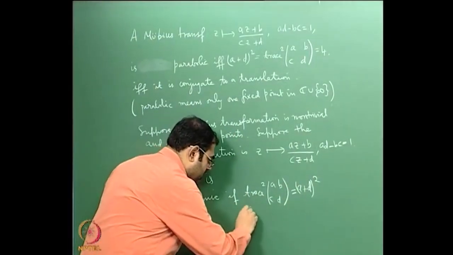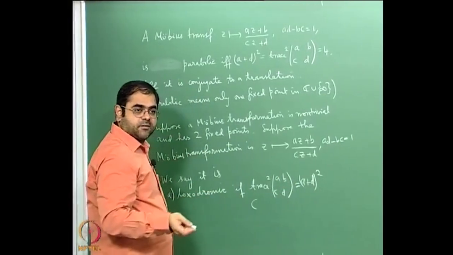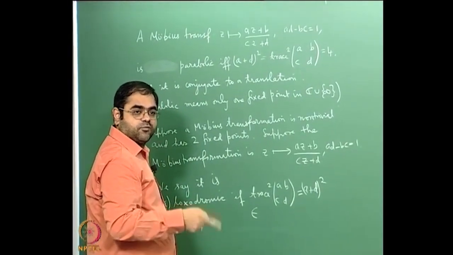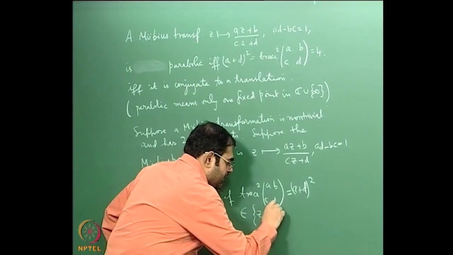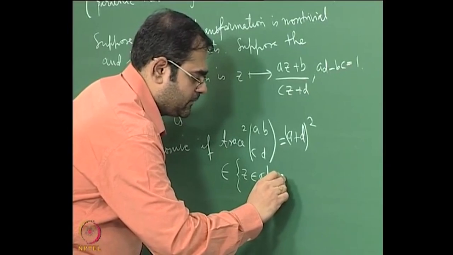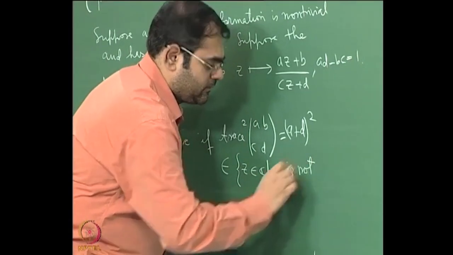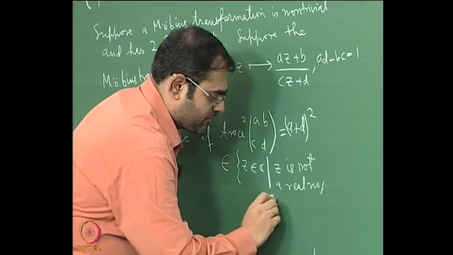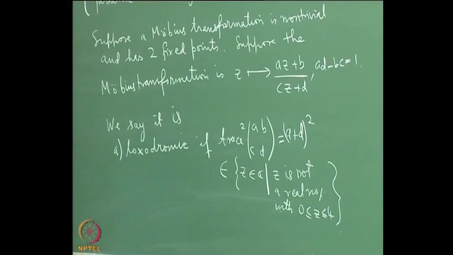okay, so this is a complex number, mind you a, b, c, d are complex numbers, all right, and in general when I calculate (a + d) the whole squared I will get a complex number. What I want is a complex number which is not a real number lying from 0 to 4, okay. So this belongs to the set of all z in C such that z is not a real number with 0 less than or equal to z less than or equal to 4, okay. So this is the condition, all right.